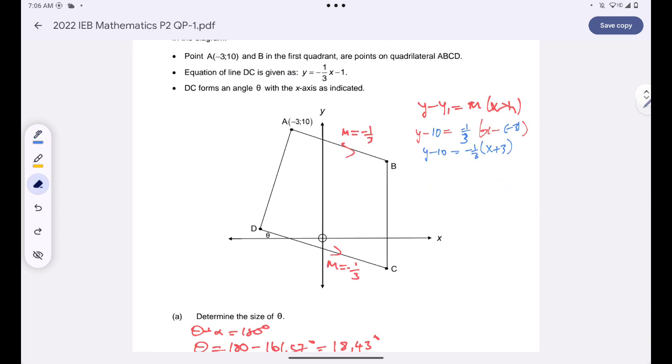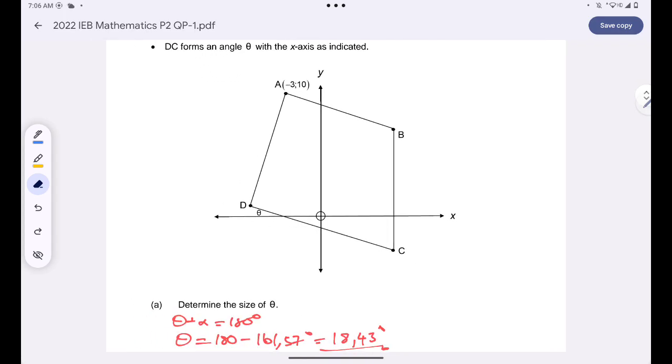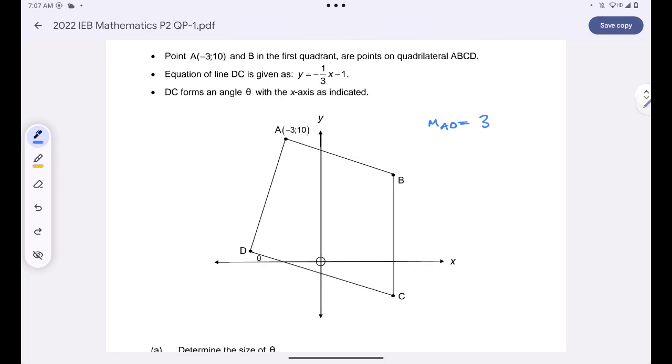Whenever I'm told that two lines are perpendicular, they are simply telling me that the product of the gradients of those lines is equal to -1. So this simply means that the gradient of line AD will be equal to +3. If two lines are perpendicular and I have the gradient of one line, for me to find the gradient of the other line, I just need to flip the gradient and then change the sign. I flip this around and then I change the sign. So the gradient of line AD is equal to 3.